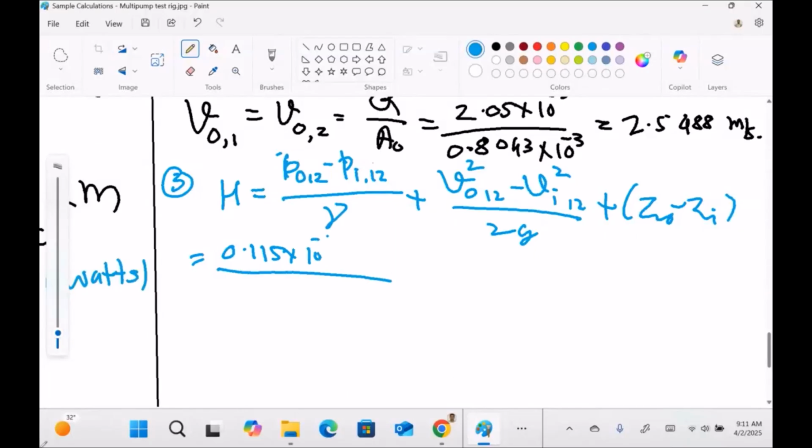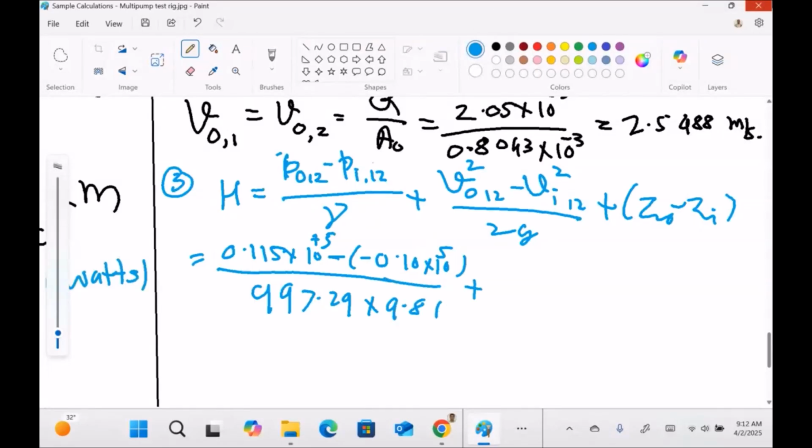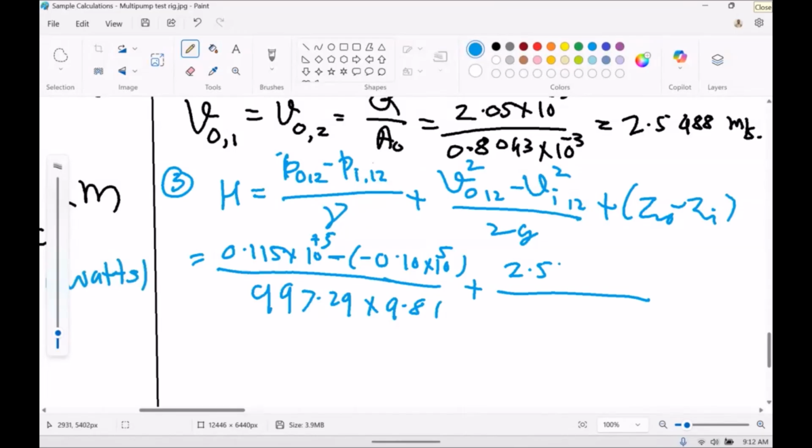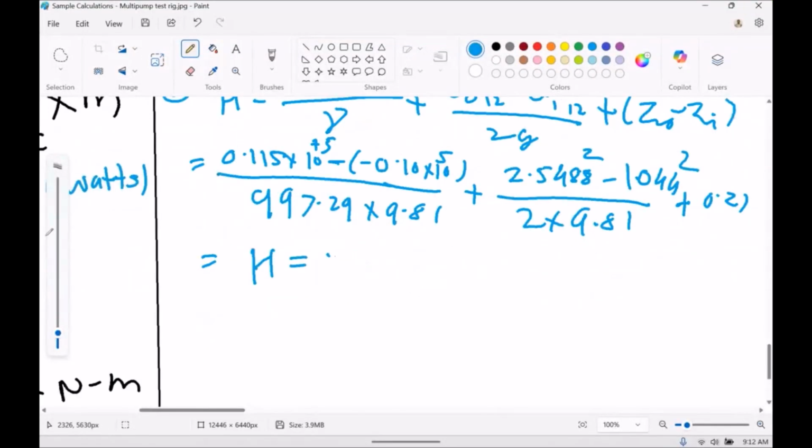0.115 into 10 to the power minus 5, plus 5 minus of minus 0.10 into 10 to the power 5 divided by 997.29 into 9.81, plus the velocity as above, 2.5488 square minus 1.044 square divided by 2 into 9.81, plus 0.21. H is equal to 2.6832 meter. Okay, so this finishes the calculation.